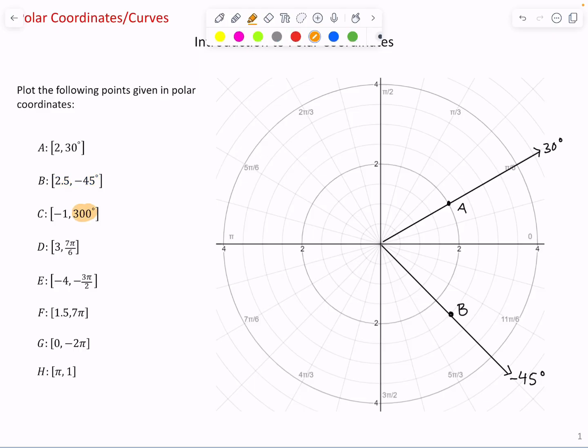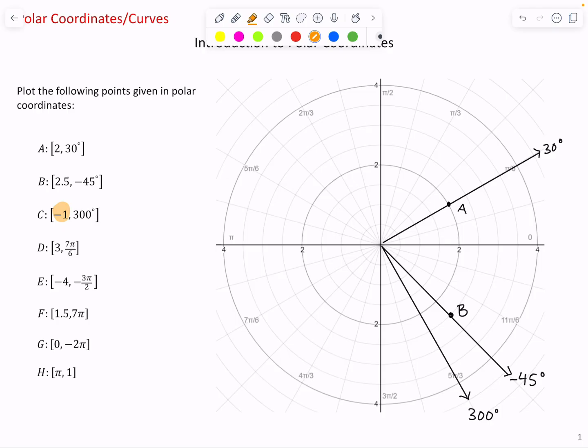Point C will rotate counterclockwise 300 degrees, here's 90 degrees, 180 degrees, 270 degrees, and 30 degrees more. But the fact that we have a negative value for r, negative 1 in this case, indicates that we should go 1 unit away from the origin, but along a trajectory that's opposite the direction of 300 degrees. So if you extend that ray into the second quadrant, we would place our point 1 unit away from the origin, but in that direction, putting point C right here.